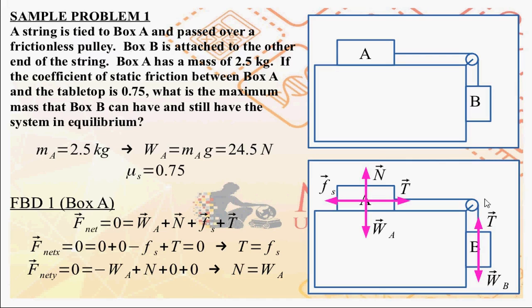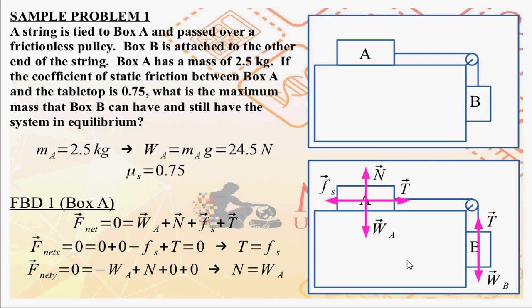Now note, the pulley is frictionless. This means that it has no effect on the tension in the string other than redirecting the direction or orientation of the string. So there's only one tension in the string, unaffected by the pulley other than redirecting the direction of the string.